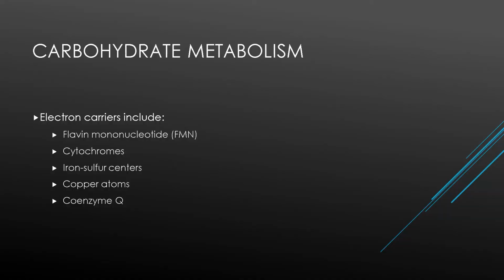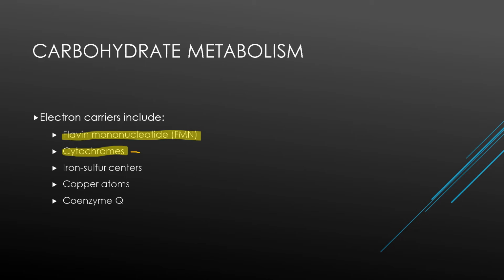So several types of molecules and atoms will serve as electron carriers. Things like flavin mononucleotide, FMN, and cytochromes. These are proteins with an iron-containing group. We know it as a heme. The electron transport chain actually contains many cytochrome carriers.